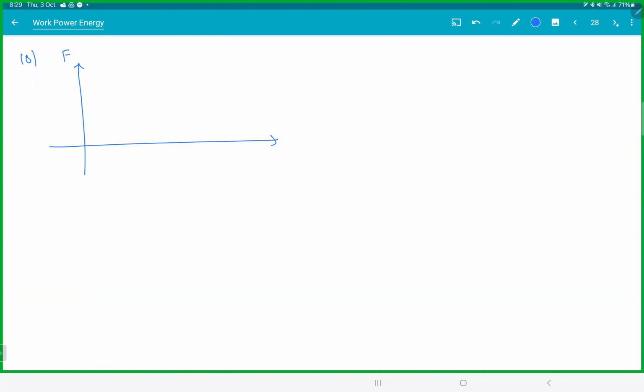This is an F-x graph. This is 10 newtons. This is 10 meters. This is 20 meters. Find the position when the work done is 0. Remember, area under the F-x graph is work done.